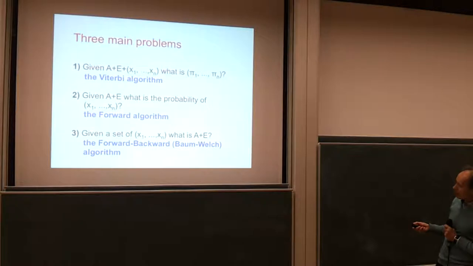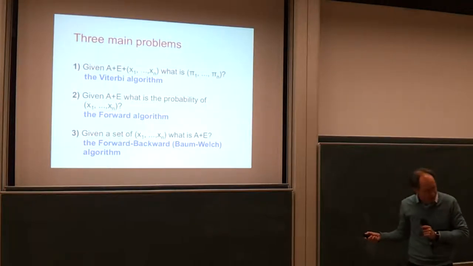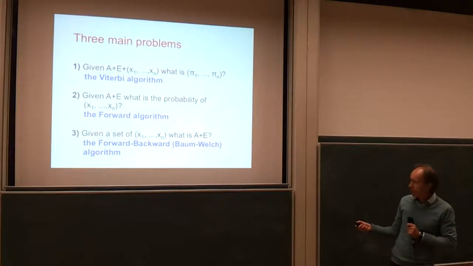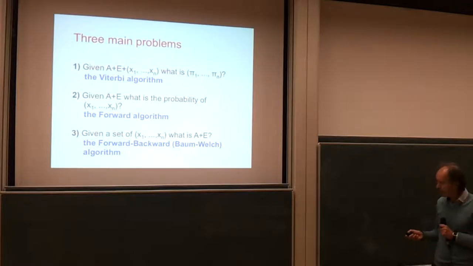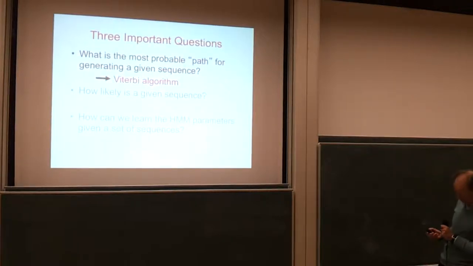Okay, and then the other question will be: given A to Z and the sequence, what would be the total probability, the likelihood of that sequence? And then, given a set of sequences, typically training sequences, how would we set the parameters of the model, all the transition probabilities and emission probabilities? This we do with a strange sort of thing called forward-backward, and the two gentlemen, I think, were Baum and Welch. Okay, in the second hour, I guess.